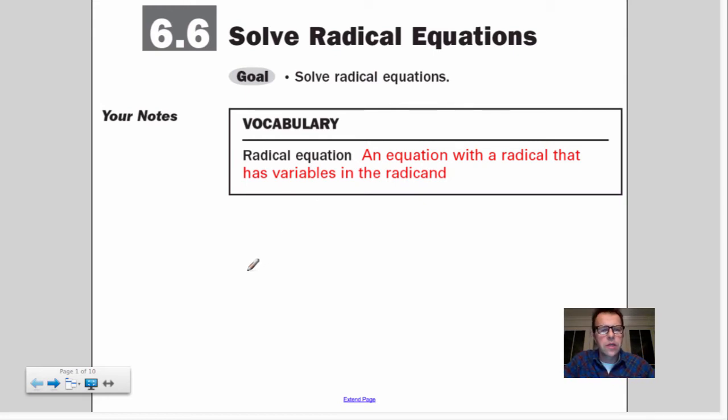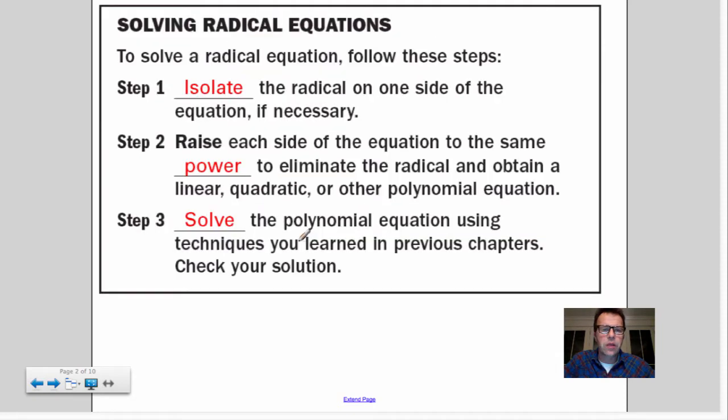So we've got section 6.6. This is called solve radical equations. A radical equation is an equation with a radical that has variables in the radicand. How do we solve them?